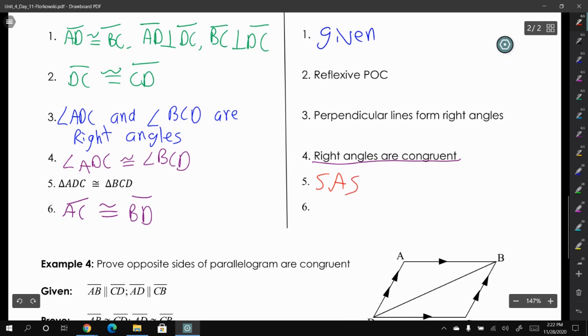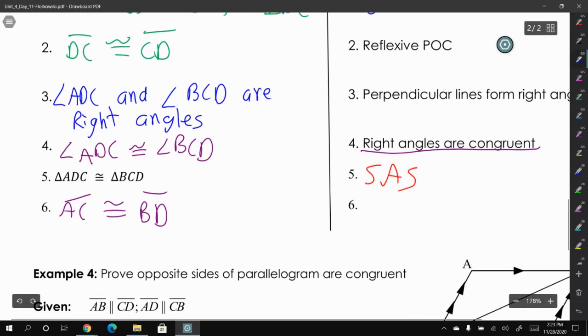That is side angle side. So now that we know those two triangles are congruent, that allows us to say side AC is congruent to side BD. If you look at our triangle congruent statement, AC are the first and third letters on the left side, and BD are the first and third letters on the right side. So those are corresponding parts, AC and BD. So we can say corresponding parts of congruent triangles are congruent.